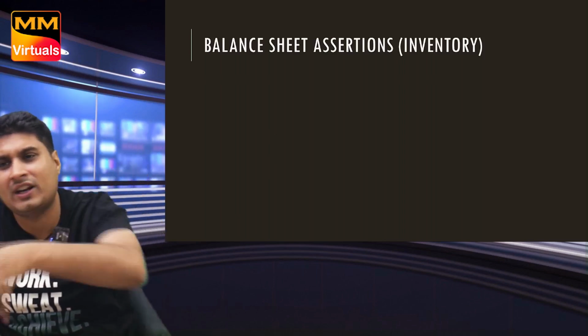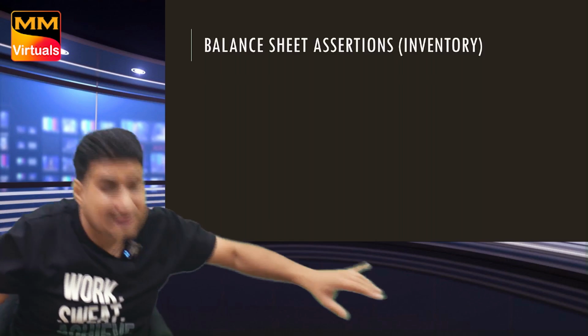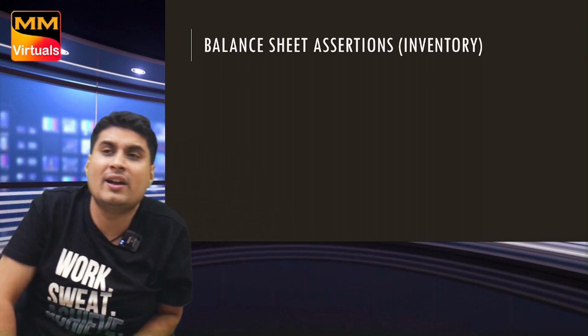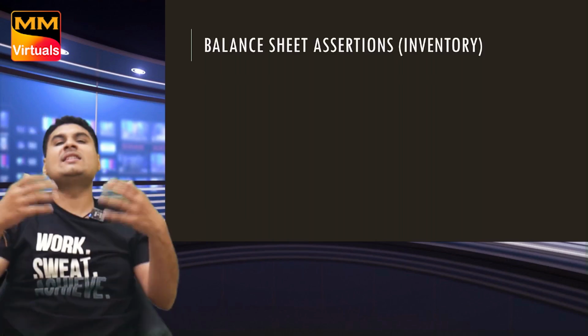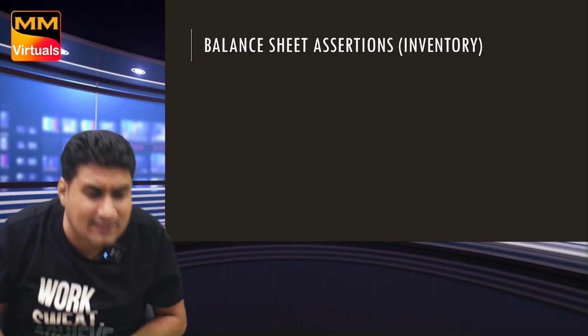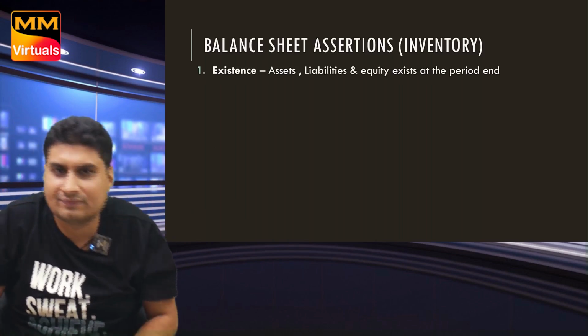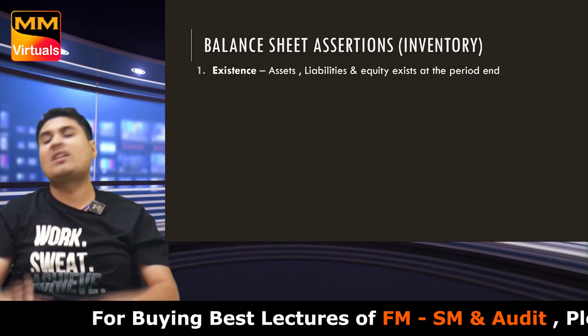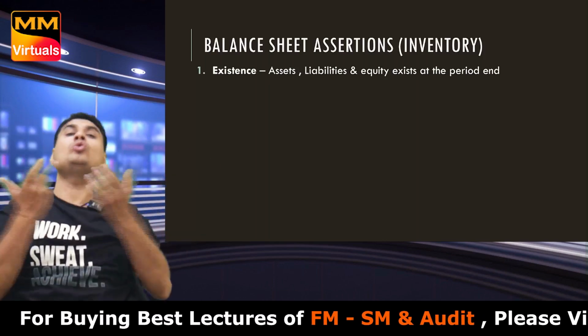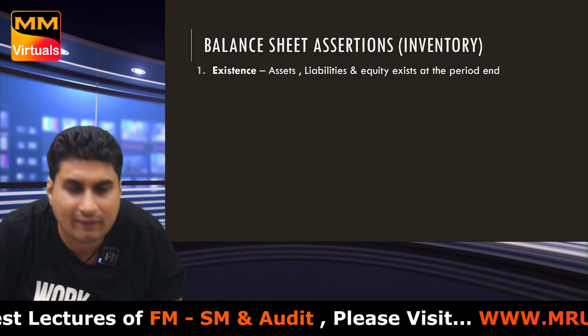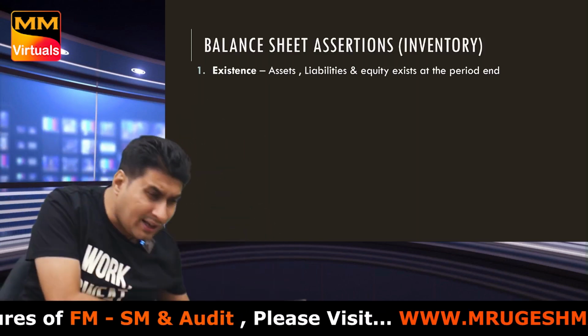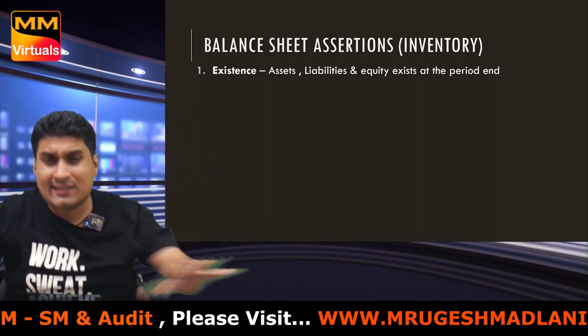Instead of occurrence, here the word is what? We cannot say inventory has occurred. We will say inventory has existence. Same thing, the word is different. We cannot say fixed assets have occurred; fixed assets exist. How to check existence? In one word, physical verification. So instead of occurrence, the word here is exist. The meaning is the same.